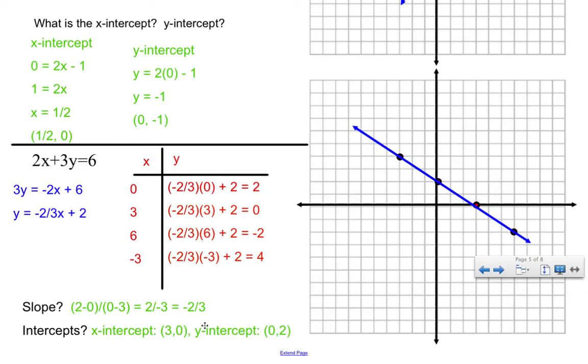Now, just again, our slope was -2/3. Our x-intercept was 3, and our y-intercept was 2. So look at these 3 numbers we found and look back at this equation. Do you see some of those numbers appearing again? Okay, stay tuned.